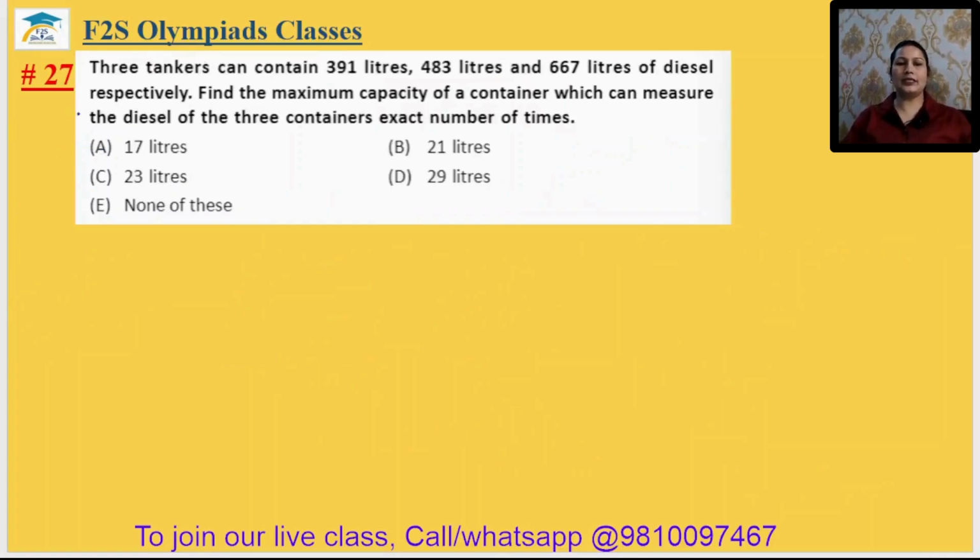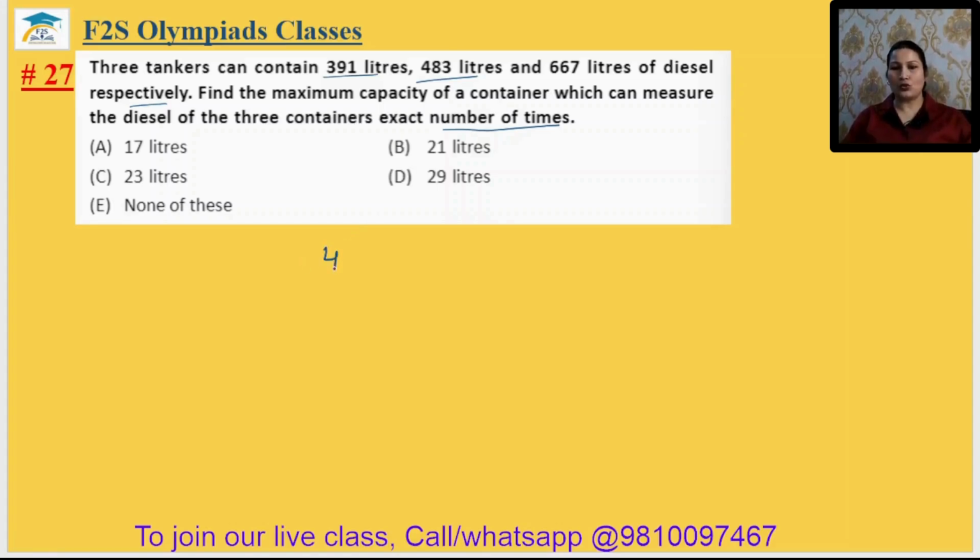Question number 27. 3 tankers can contain 391 liters, 483 liters, 667 liters of diesel respectively. Find the maximum capacity of a container which can measure the diesel of 3 containers in an exact number of times. So to find the exact measure of the container, the exact capacity of the container, we will find the HCF.